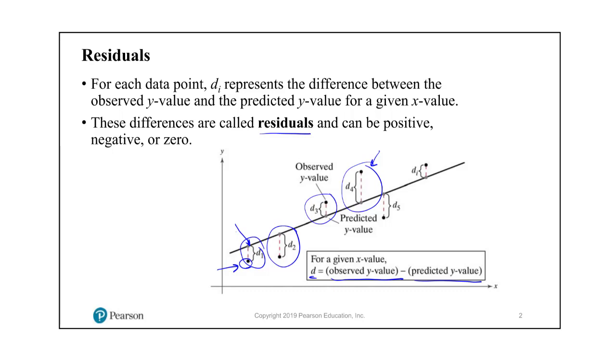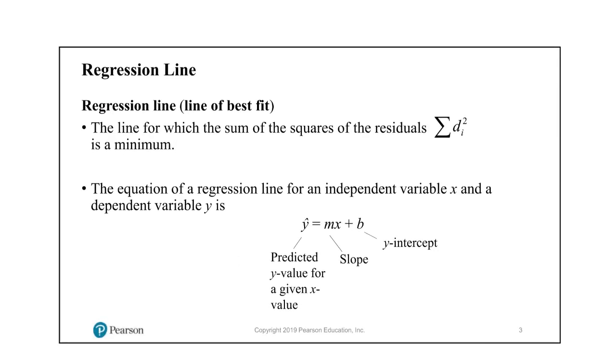So what are we going to do with these residuals? Well, the regression line, also known as the line of best fit, is the line for which the sum of the squares of the residuals is a minimum. So you're taking each residual, each of those d's, squaring it, and then adding them all up. And you want the smallest quantity that you would get out of that, which makes sense. You want the differences to be as small as possible.